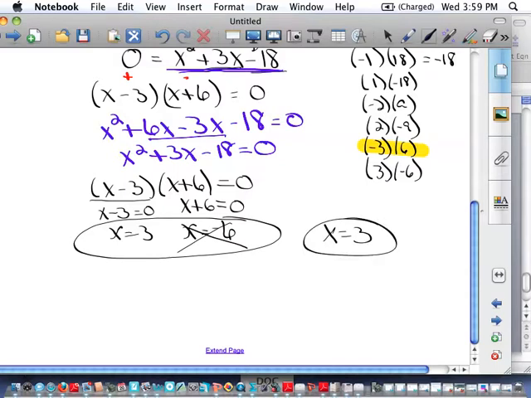So you might factor it and you might get two values of x that would make the proportion true, but if one of them's negative and you're talking about a length, that's not a valid answer, so you want to cross that one out.